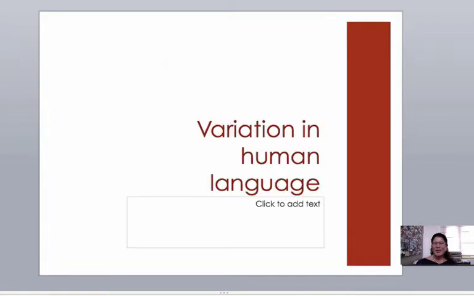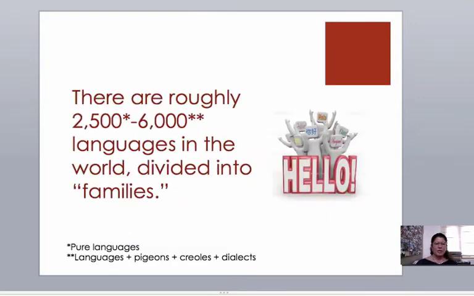Okay, so now we're going to turn from the origins of why we have human language in the first place to the variation in human language. There's roughly 2,500 to 6,000 languages in the world. There's about 2,500 pure languages. And then when you count pidgins, creoles, and dialects, it bumps up to a bit over 6,000 different varieties.